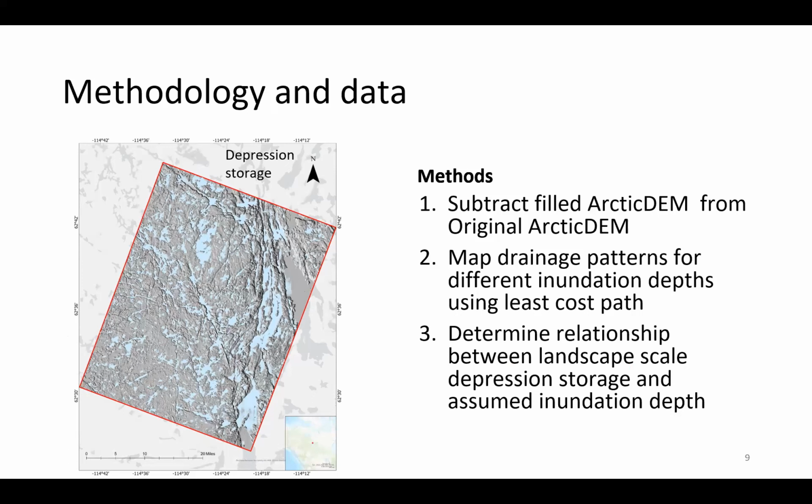These are the methods we are applying in our project. First, we take the original Arctic DEM, fill it, and subtract the original Arctic DEM to create the depression storage map. This is the map of the depression storage, and we map the drainage pattern using different inundation depths and least cost path analysis. This is the map of the drainage pattern we have mapped. Finally, we determine the relationship between landscape scale depression storage and assumed inundation depth.